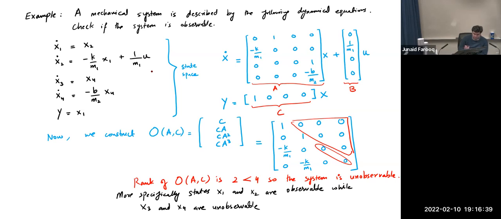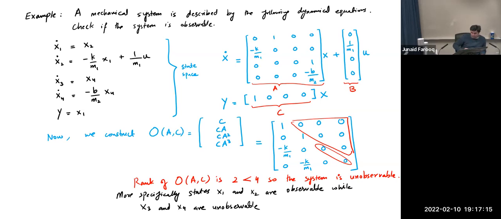The same thing for x3. x3 only depends on x4, right? Whatever x4 is, the rate of change in x3 depends on that. So if you knew the output and you knew the input, there's hardly anything you can say about what x3 and x4 will be at any point in time. So you can see that they are not observable, and the observability test has proved this fact.